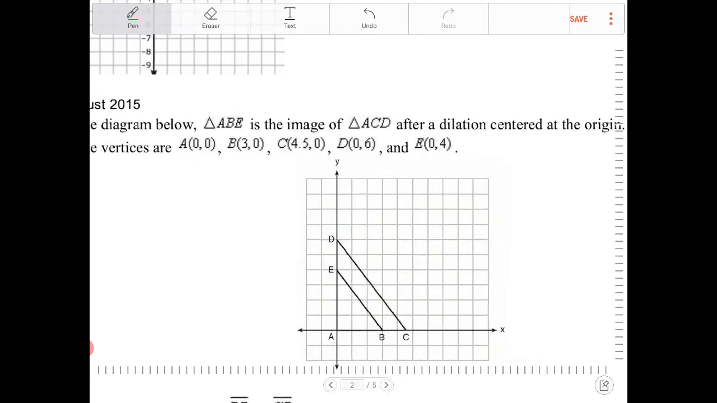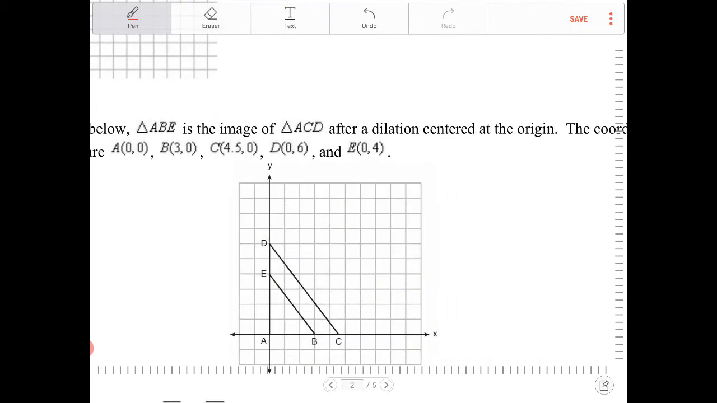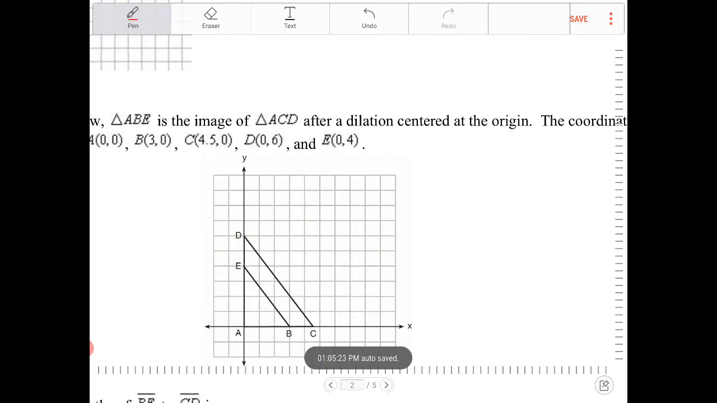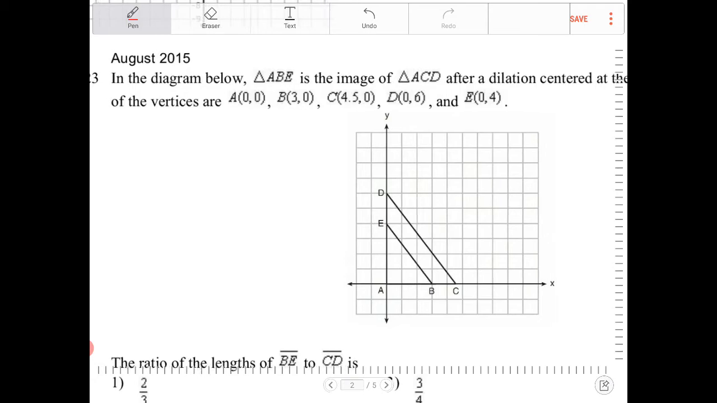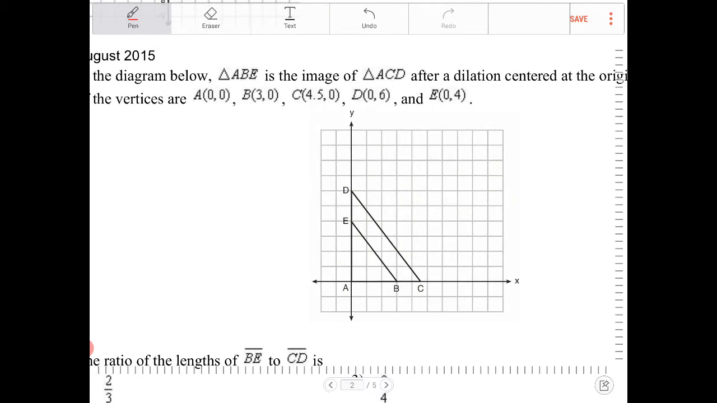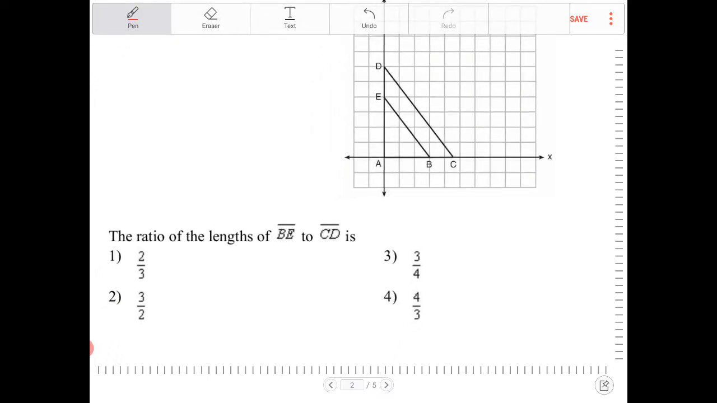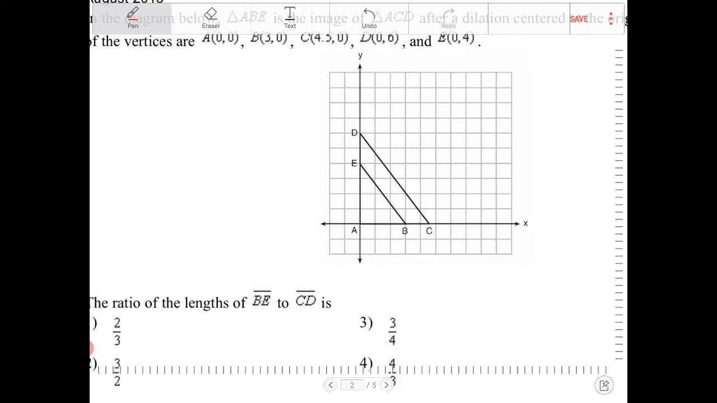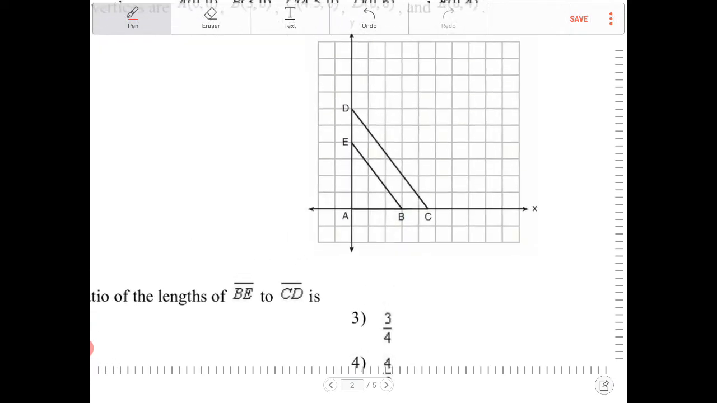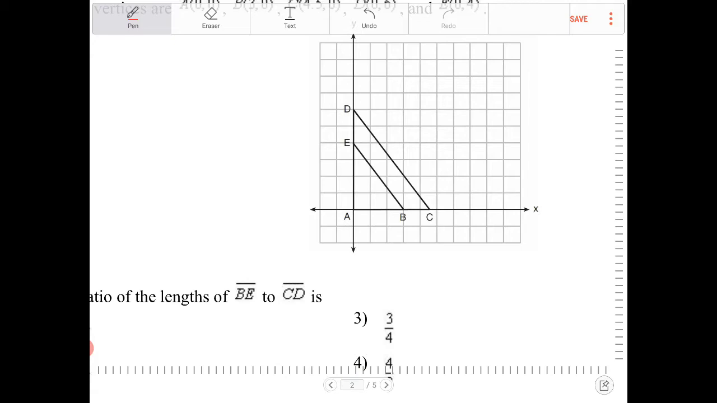In the diagram below, triangle ABE is the image of triangle ACD after a dilation centered at the origin. The coordinates of the vertices A, B, C, D, and E are given. And what do we need to do with this? The ratio of the lengths of BE to CD is... BE to CD is.